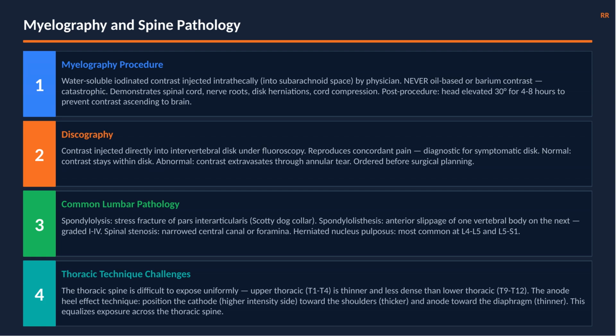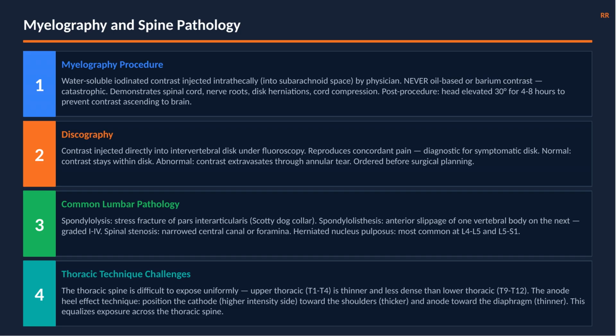Discography. Contrast injected directly into the intervertebral disc under fluoroscopy. Reproduces concordant pain, diagnostic for the symptomatic level. Normal. Contrast stays within the disc nucleus. Abnormal. Contrast escapes through an annular tear.